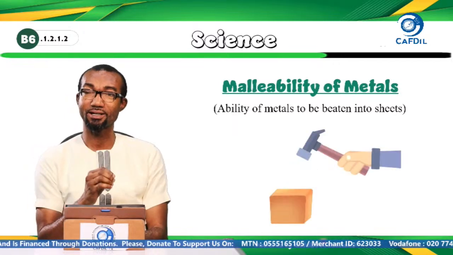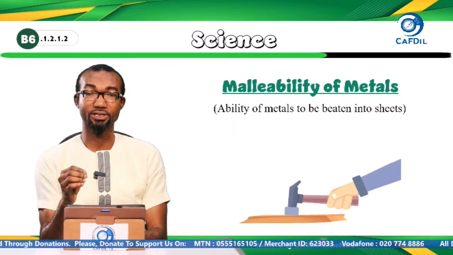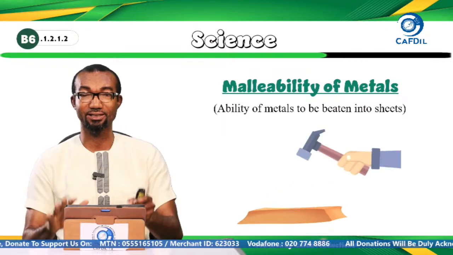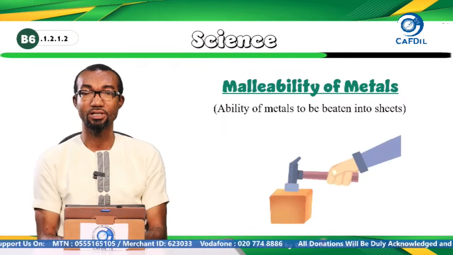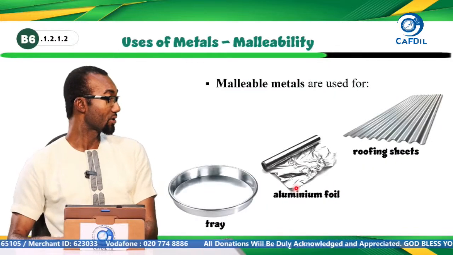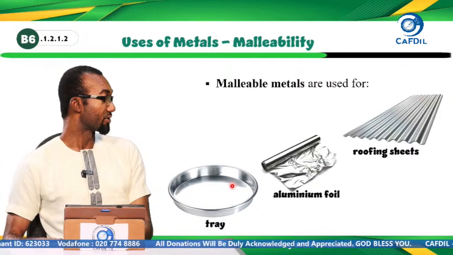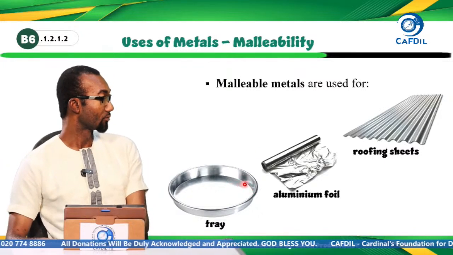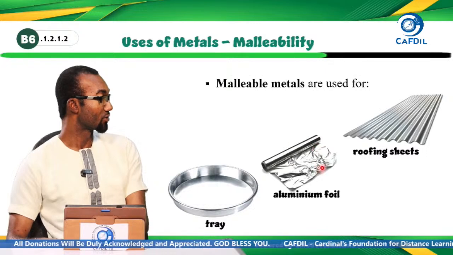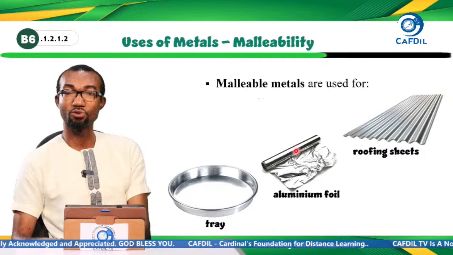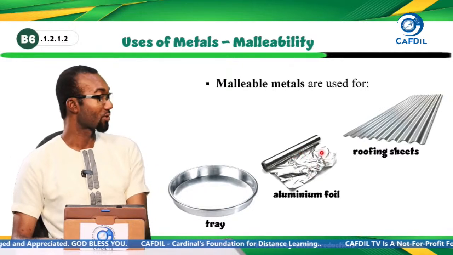So if metals have that property, then when we beat metals into sheets to make them flat, what are some of the uses we can put these metals into? One, we can use it to make this tray. We can also use it to make this aluminium foil, and we use this to wrap food.